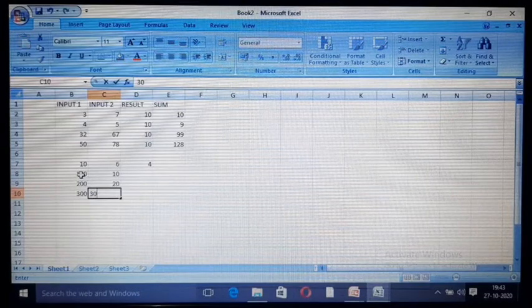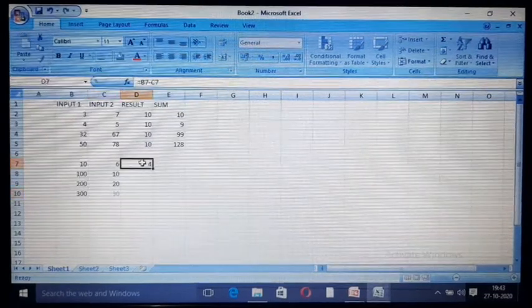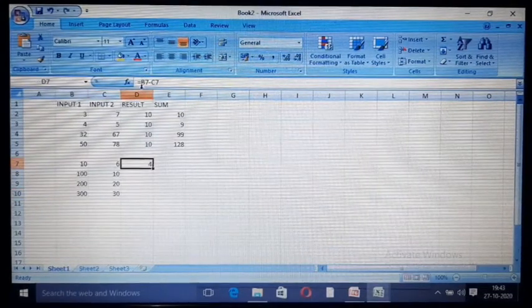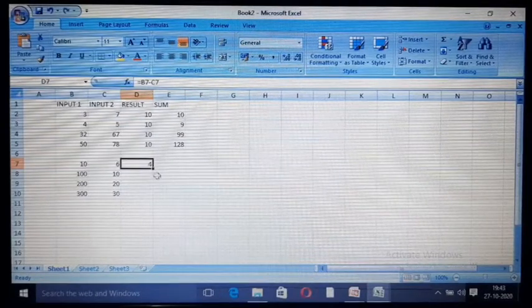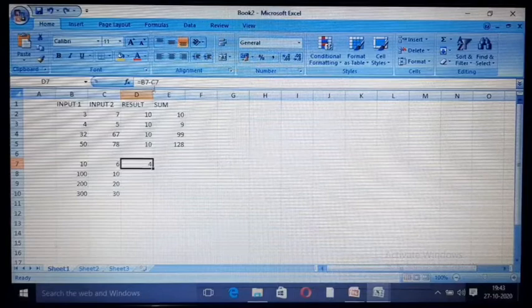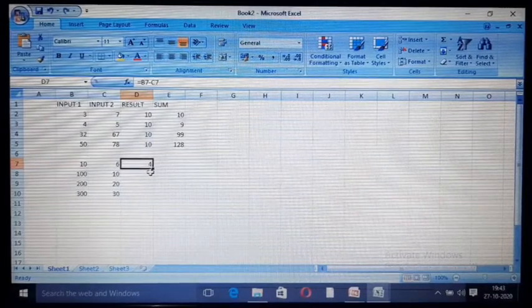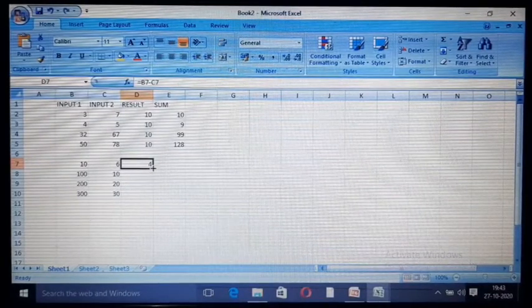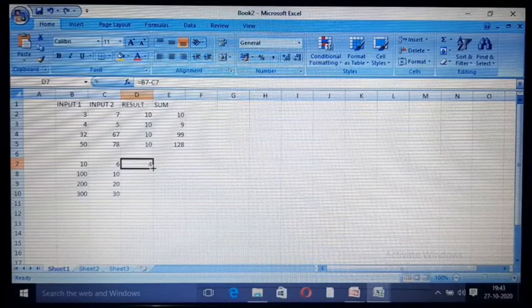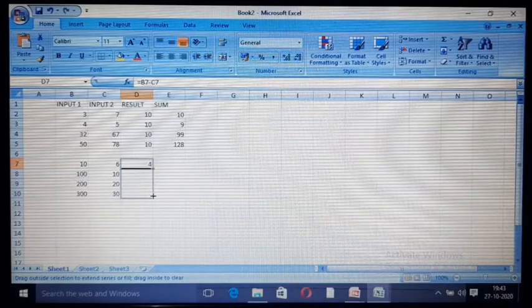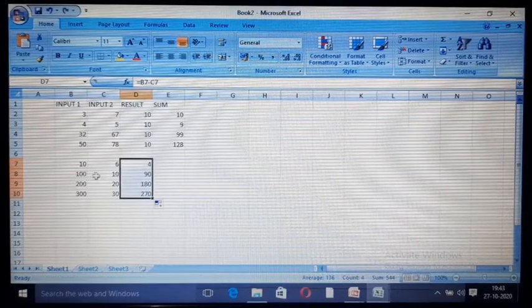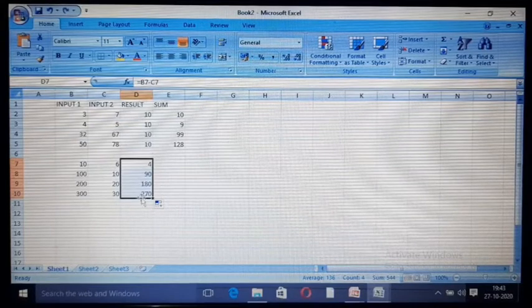Equal to B7 minus C7, press enter. Now you can use the formula that has been written here, so you can use the autofill handle directly. Just left click on the mouse, hold and drag, then release it. Now it has been automatically filled.